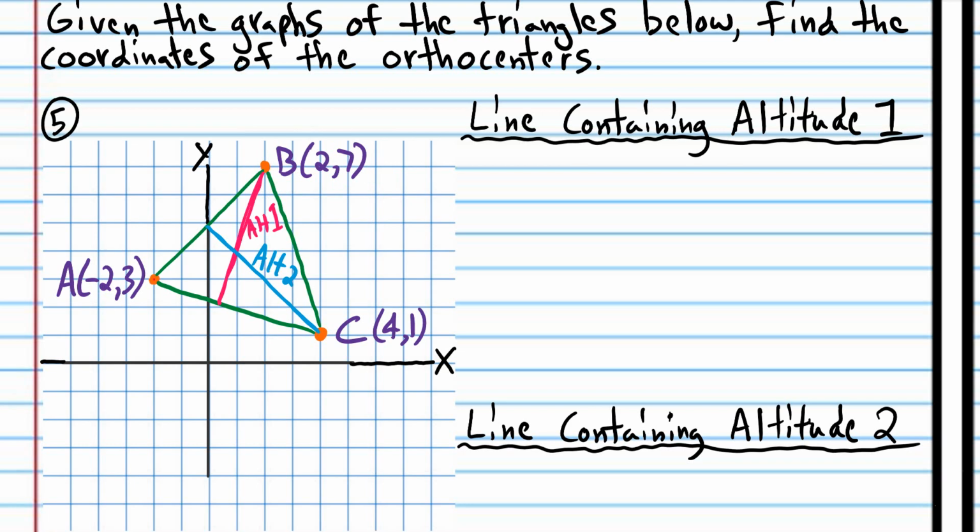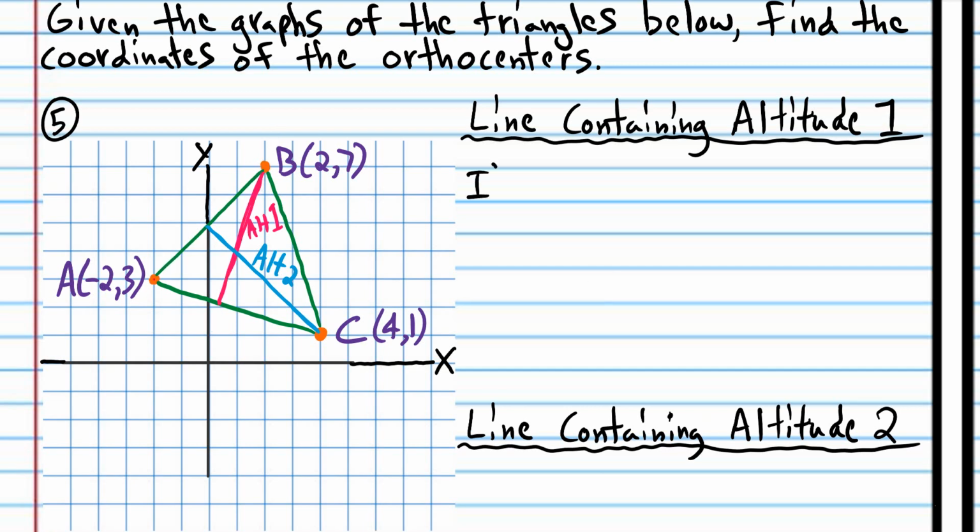We know the altitude must be perpendicular to AC, because that's just the way altitudes work. This angle has to be 90 degrees. Think about it: every height of a triangle is perpendicular to the base. That's just the way it is. So we're going to find the slope of AC and then use that slope to find the slope of the line containing that altitude, which is perpendicular to that segment.